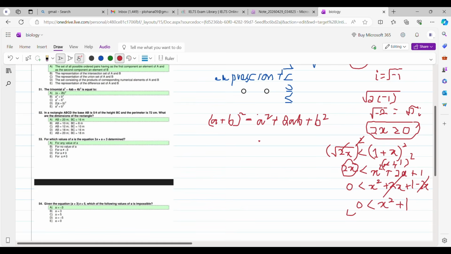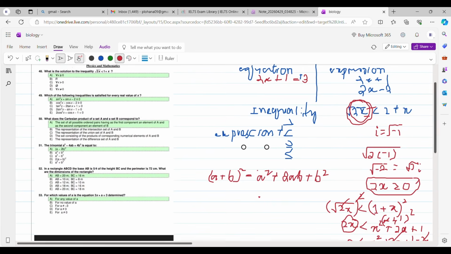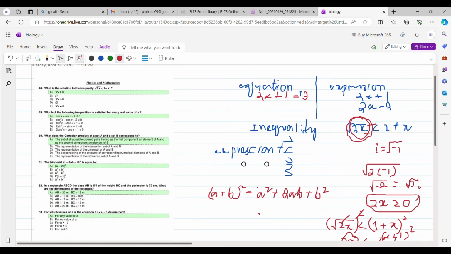From that concept we actually got that this 2x would definitely be positive, right? The value of x would be positive, or it may be equal to 0 as well, because if you give any negative value to this x, this would make your entire value negative under this square root.